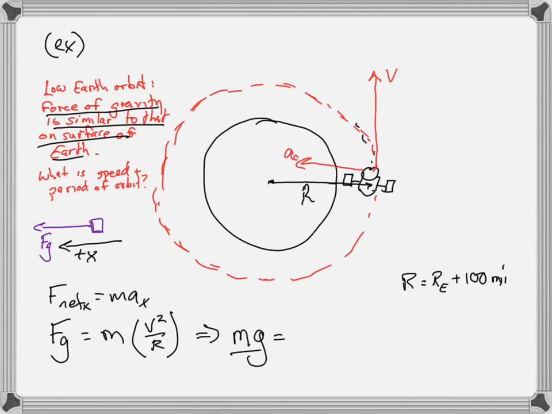mg is equal to mv squared over r. The m's cancel. Look, we don't need to know the mass of the satellite. In other words, it doesn't matter what the mass of the satellite is. All satellites at a fixed radius go the same speed. Doesn't matter if it's a little tiny satellite.